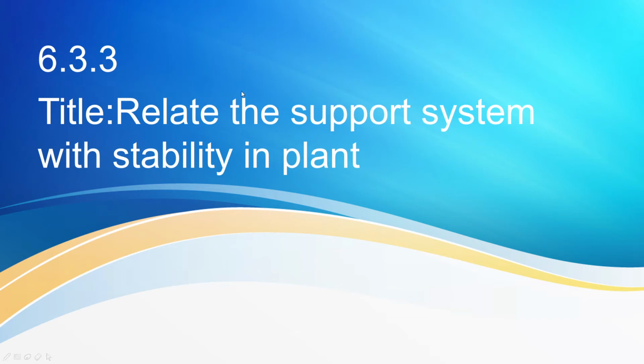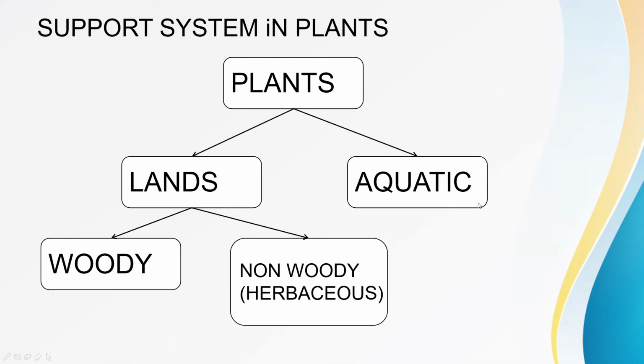Hey guys, today I'm going to present chapter 6.3.3 and the title is Relate the support system with stability in plants. There are two types of plants: those on land and aquatic plants. For land plants, there are woody and non-woody, which we also call herbaceous.